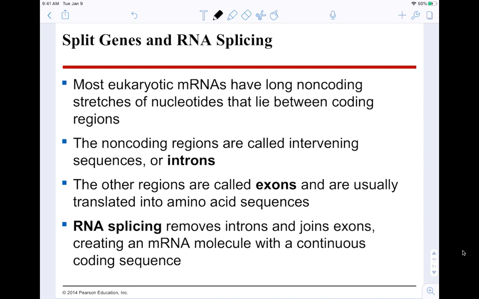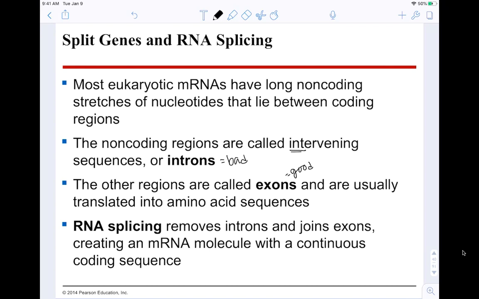mRNA contains different regions called introns and exons. The non-coding regions are called introns. Again, non-coding are called introns. The other regions that we want are called exons, and they're usually translated into our amino acids. So I'm just going to make this simple. Bad, good. Exons code for amino acids. That's what we want because we're trying to make a protein. The introns don't code for anything. They're intervening. That's why they're called introns.